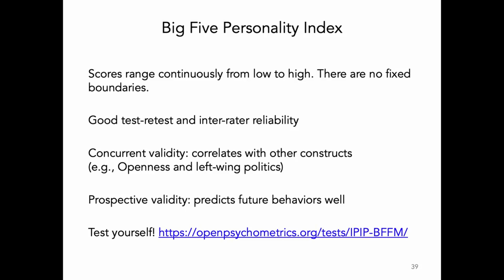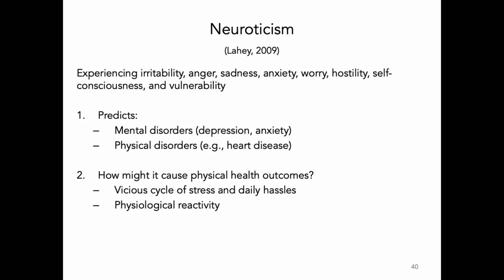Now, let's pause and take a look at neuroticism, which is sometimes called emotional stability, if you reverse it. Neuroticism is the likelihood and frequency of experiencing negative emotions such as irritability, anger, anxiety, hostility, etc. So this is the component that overlaps with the Type A that we were talking about earlier. And neuroticism does have meaningful associations with both mental and physical health.